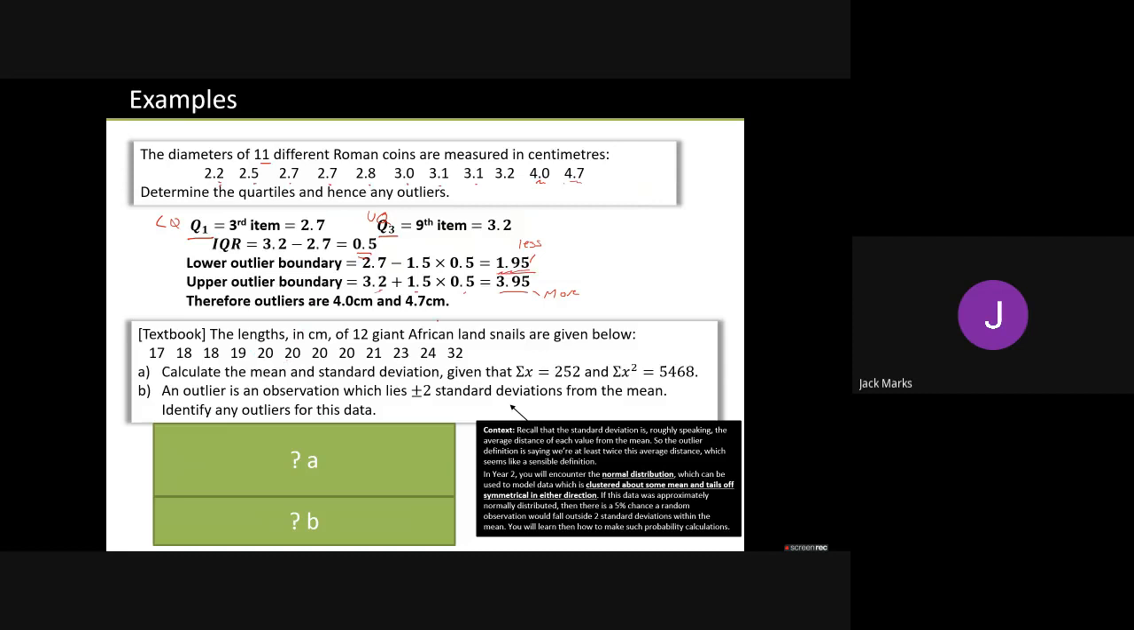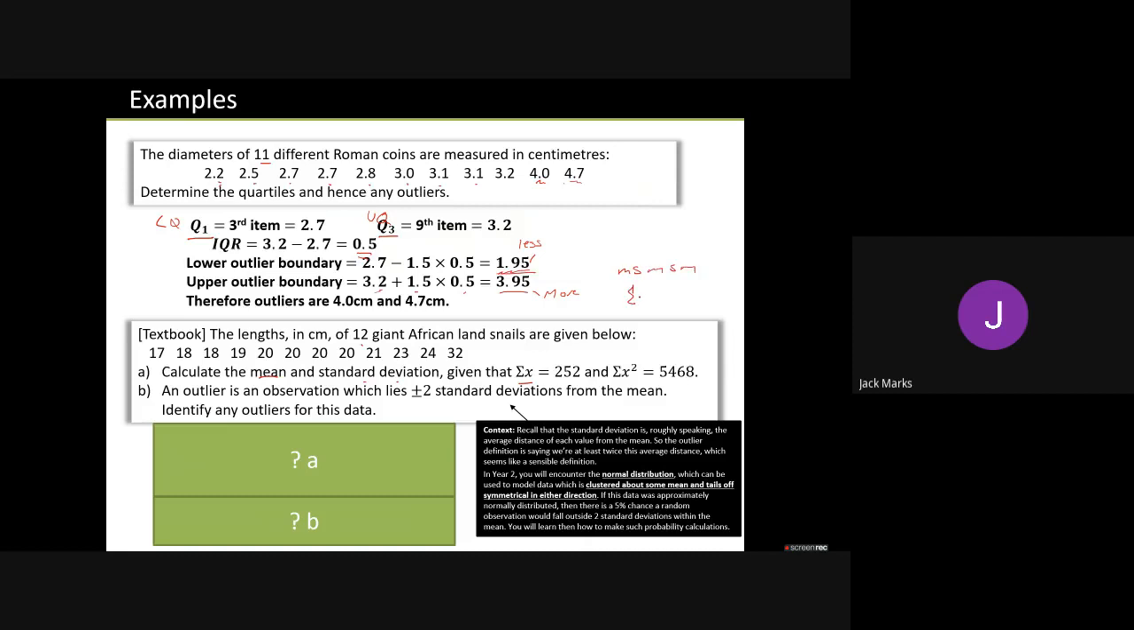Another example, the lengths of giant African land snails, and so on. We've got our numbers here. Calculate the mean and standard deviation. Well, the mean, sigma x divided by n, is 12, so we can fairly easily calculate the mean. Standard deviation as well.